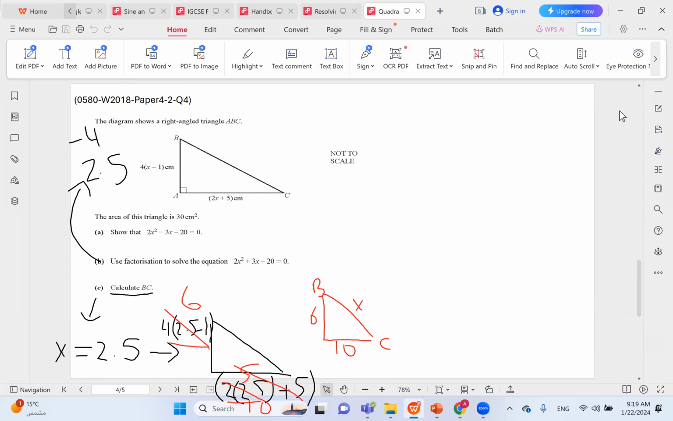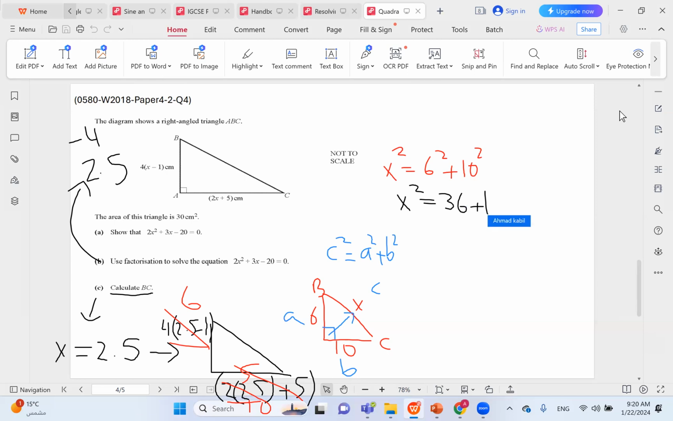Again, here we have to use the Pythagorean theorem. So all you have to do is just say x squared equals 6 squared plus 10 squared. If you don't understand where this came from, remember that the hypotenuse is the side opposite to the 90. And it's the longest side of the triangle, and we call it C. And then we call the other two A and B. And we write the Pythagorean theorem as C squared equals A squared plus B squared. So in our case here, we have x squared equals 36 plus 100.